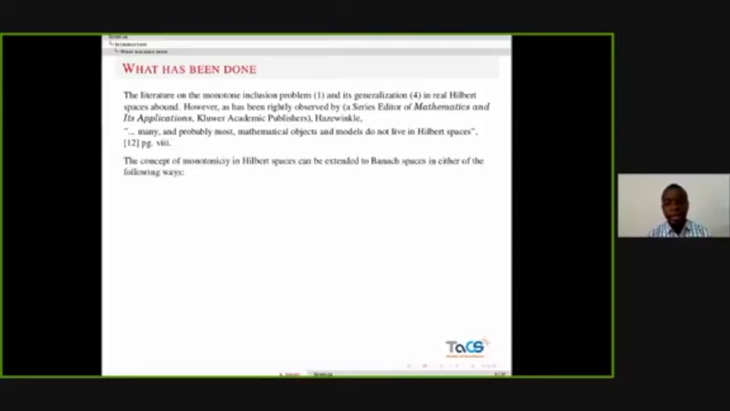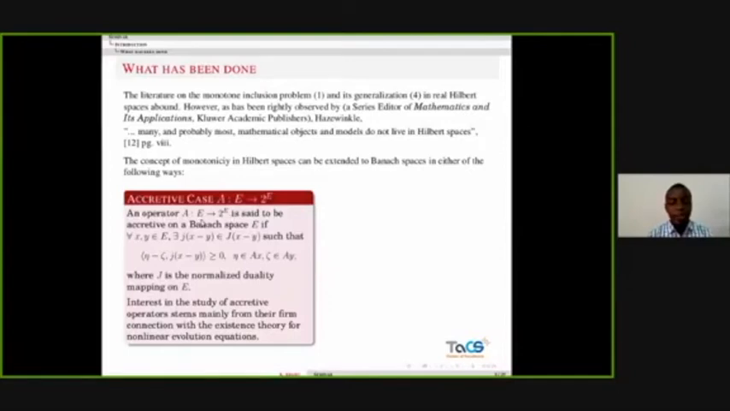The concept of monotonicity in Hilbert spaces can be extended to Banach spaces in either of the following cases. The first case is when the operator A maps the Banach space E to its subset. When such an operator satisfies this inequality, we call it accretive.